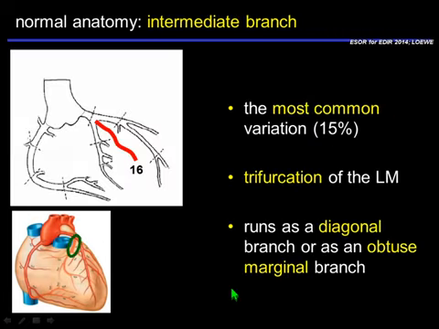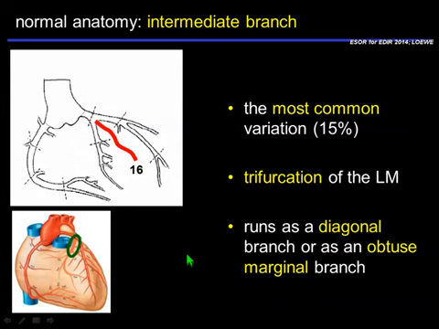left ventricle. The most common anatomical variation at the level of the left coronary anatomy is the so-called intermediate branch. It's a fusion branch between the first diagonal and the first obtuse marginal branch, so we don't have a bifurcation between LID and circ. We find a trifurcation between LID, circ, and intermediate branch, and this intermediate branch runs as a diagonal branch or even as an obtuse marginal branch down to the lateral wall of the left ventricle.